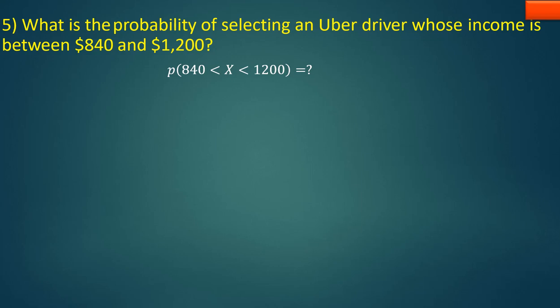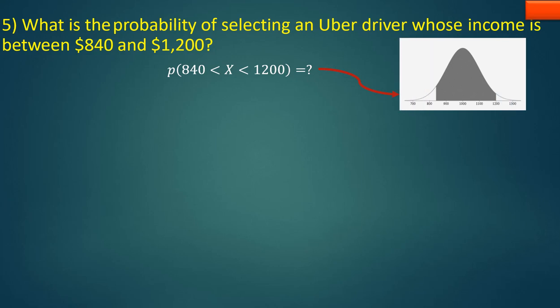Question number 5. What is the probability of selecting an Uber driver whose income is between $840 and $1,200? So writing the question in math way, we need here to find the probability that x is between 840 and 1,200. Graphically, this means that we need to find this area which is shaded in gray.